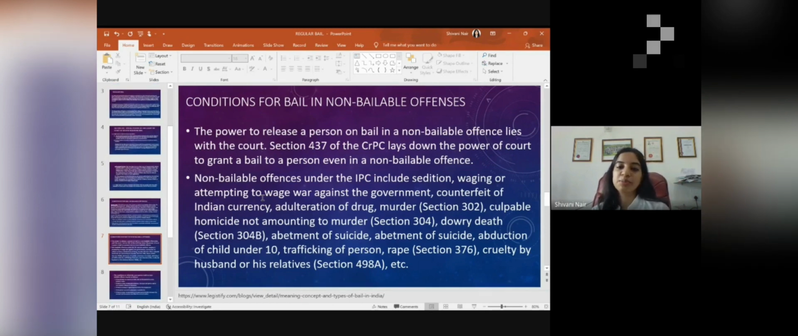Now, conditions for bail in non-bailable offences. The power to release a person on a non-bailable offence lies within the court, and section 437 of CrPC talks about it.